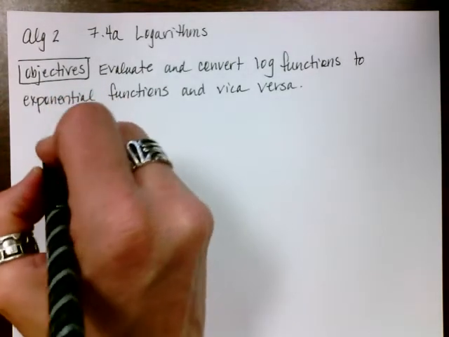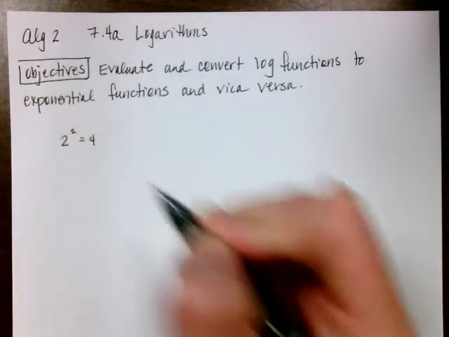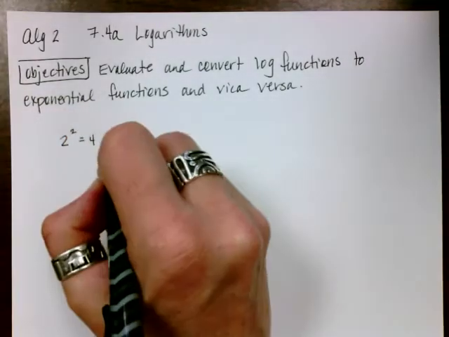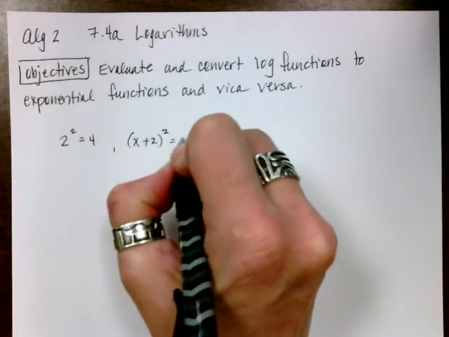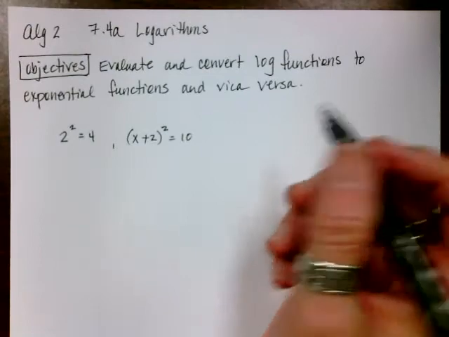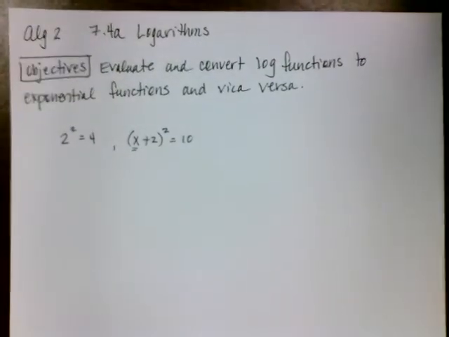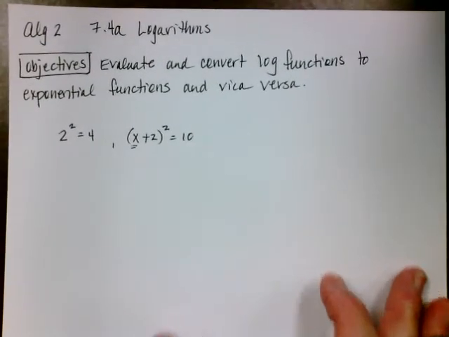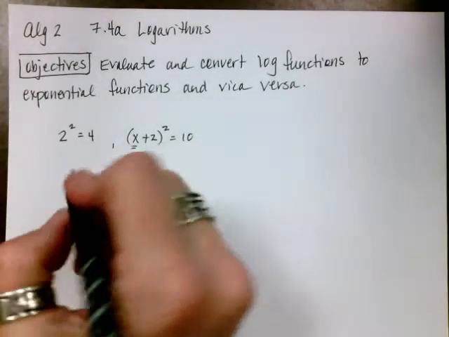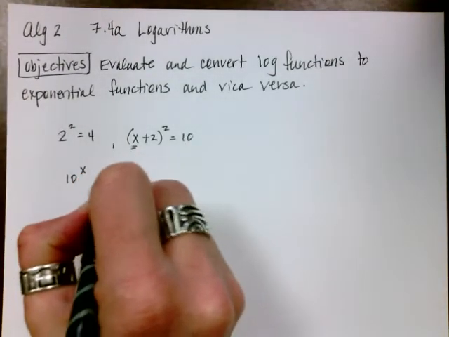All right. In the past, we would do something like this. 2 squared equals 4. Okay? Or we might have (x plus 2) to the second equals 10, and then we would solve. So we're used to seeing a variable in what I call the down position, in the base position. Okay? But now what we are going to do is we're going to move our variable up. And we've already been working with this a little bit. Okay?